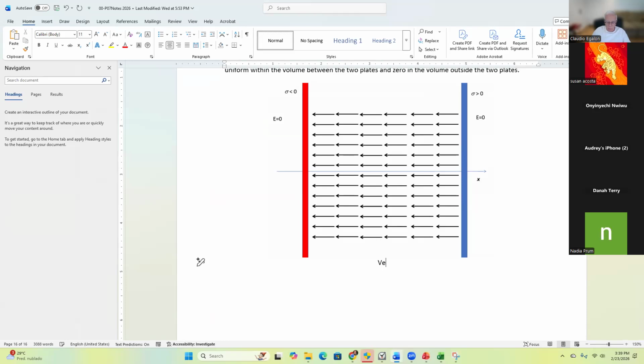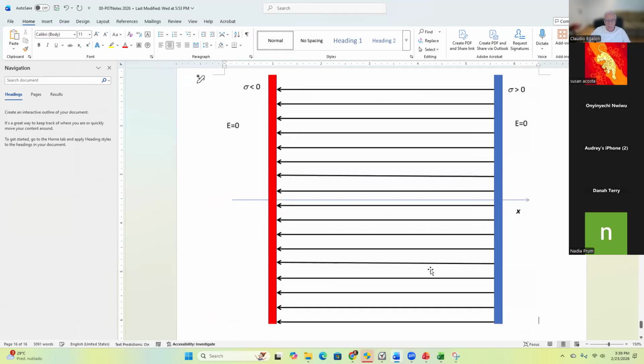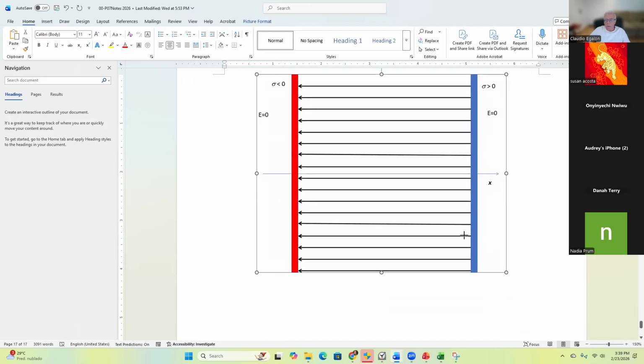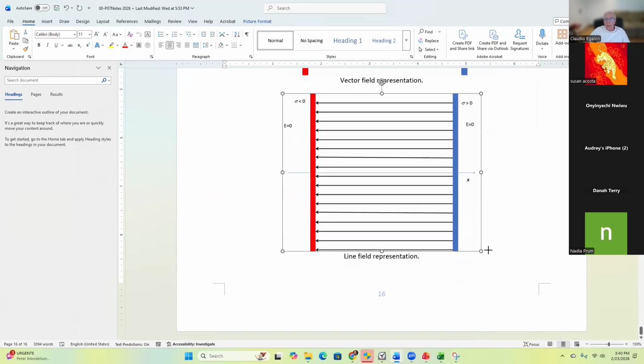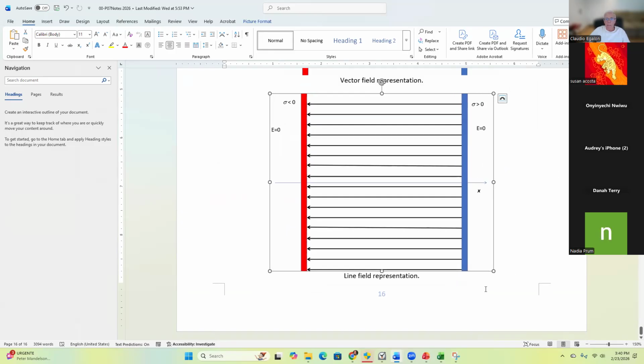Vector fields, vector field representation. Line field representation. Line field representation. We can make it a little bit larger.